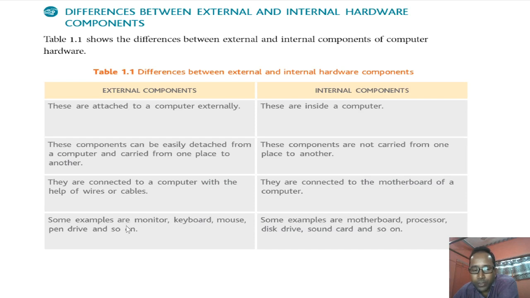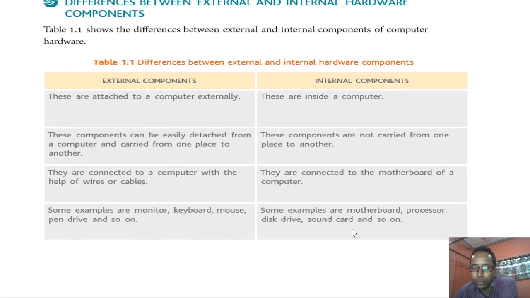Some examples of external hardware components are monitor, keyboard, mouse, pen drives, and so on. And examples of internal hardware components are motherboard, processor, disk drive, sound cards, and so on.